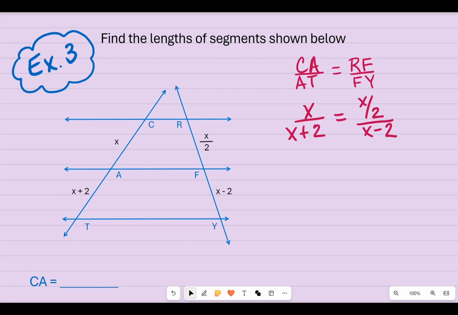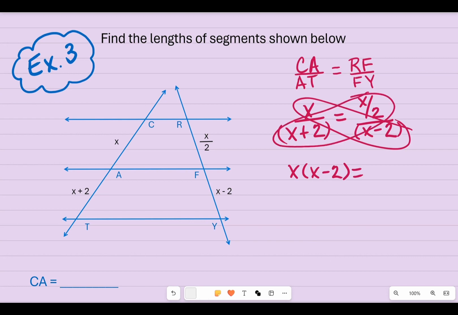So again, I see a fraction set equal to a fraction, so I want to cross multiply. I also have expressions, so I'm going to have to distribute. For this side, I have x times the quantity of x minus 2 is equal to, and then on this side, I have x plus 2 times x over 2. Or you could write it the other way, it doesn't matter. Just make sure you distribute on this side.